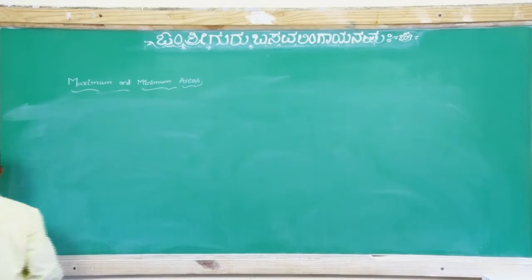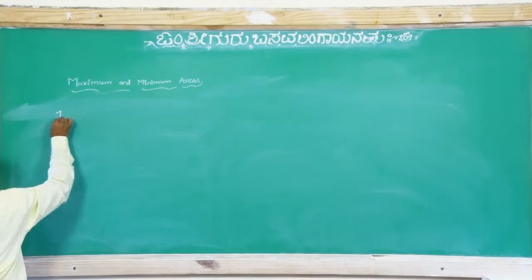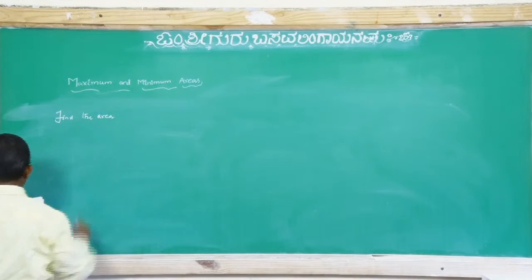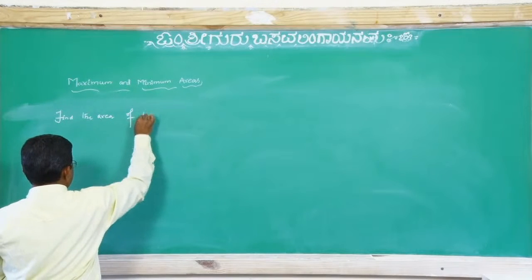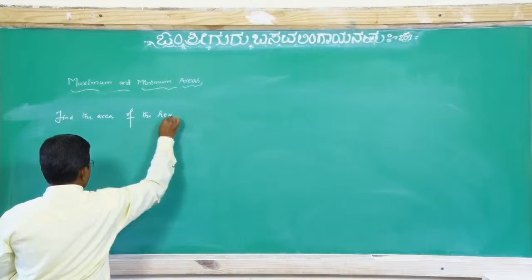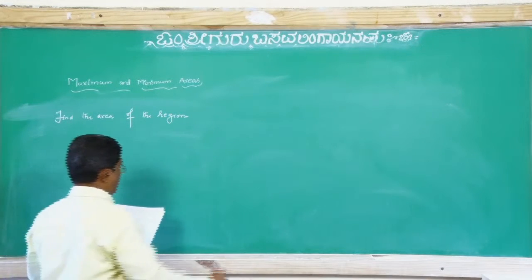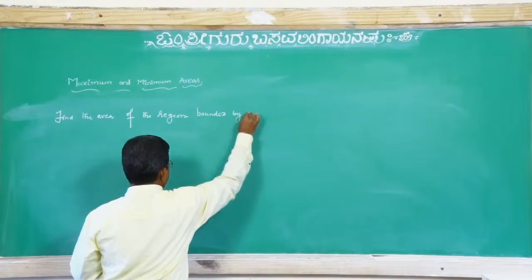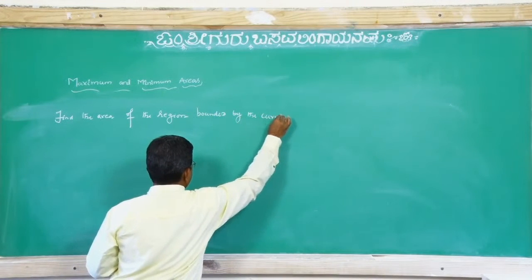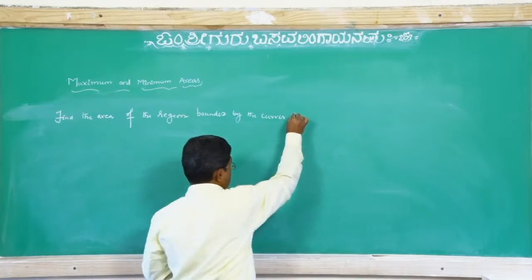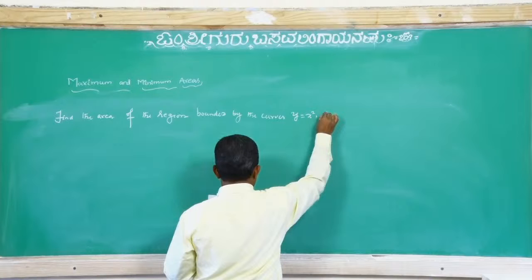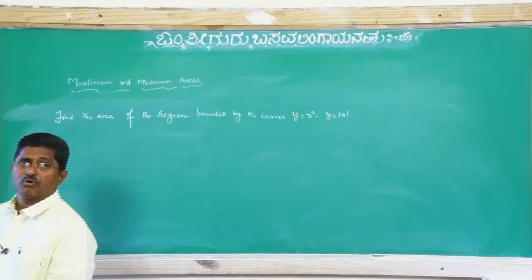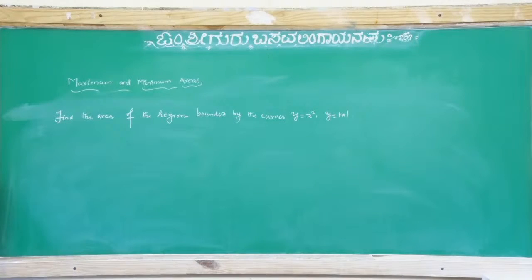Right, the next problem: find the area of the region bounded by the curves y is equal to x square and y is equal to modulus of x. y is equal to x square and y is equal to modulus of x. Very simple question, but your mains question.